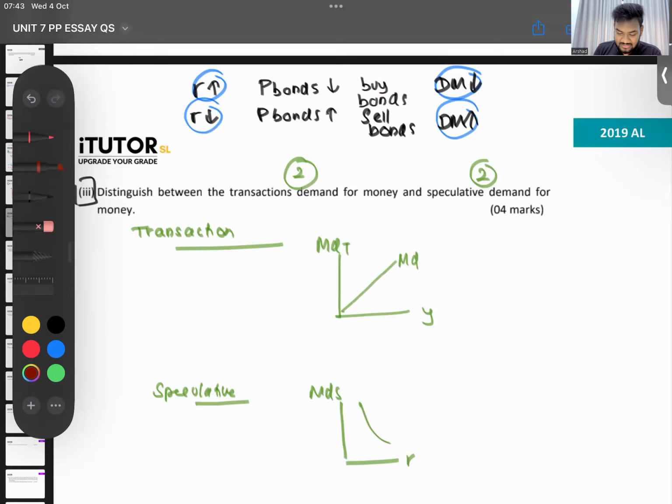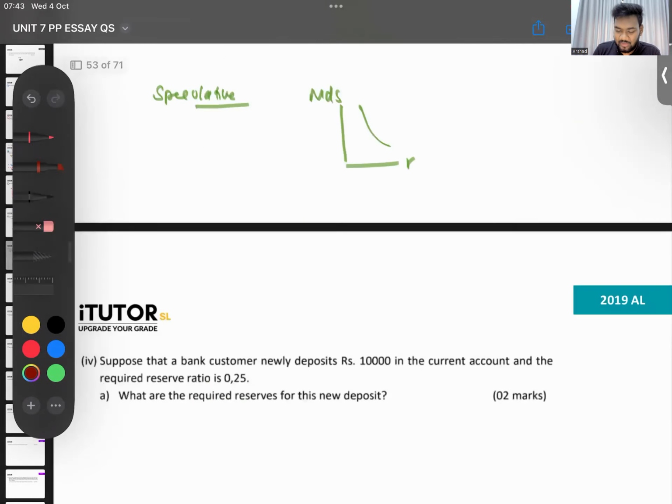Functions of money, can we also say? Not really. You can talk about the transaction demand for money. You can say, let's say, it correlates with the demand for money for the medium of exchange. Fine, but not a very important part. Okay, you can say speculative is for store of value. Even if you've not written, you can still get your full mark.